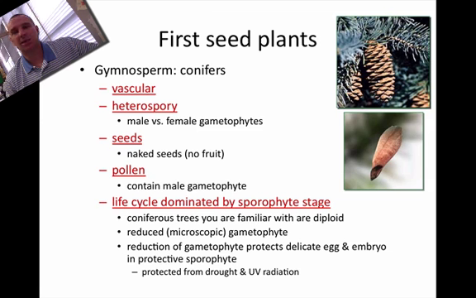Their pollen is contained in the male gametophyte, and the life cycle is dominated by a sporophyte stage. Coniferous trees you're familiar with are diploid, so it makes sense to us. All right, but they do still reproduce with gametophytes, microscopic gametophytes.